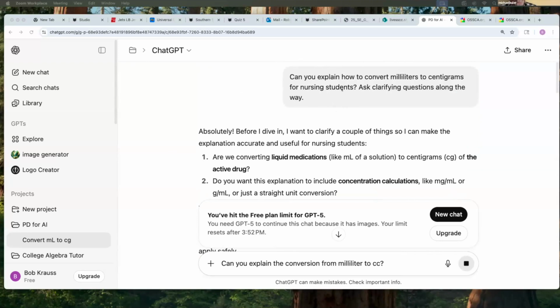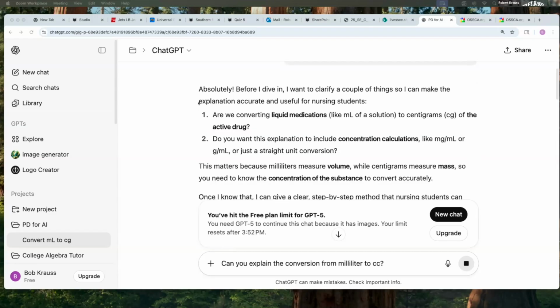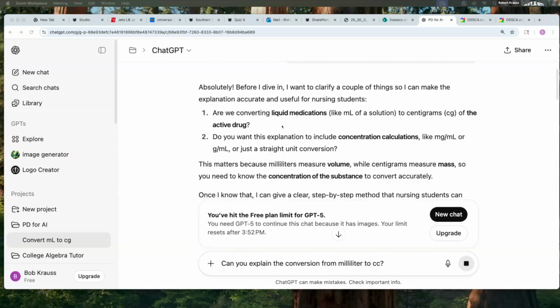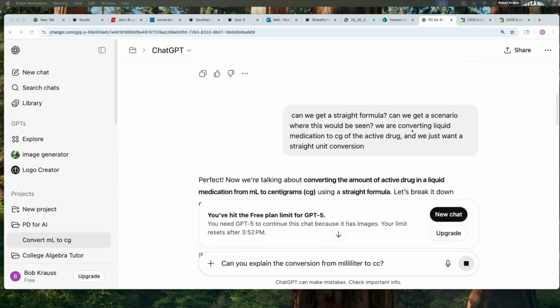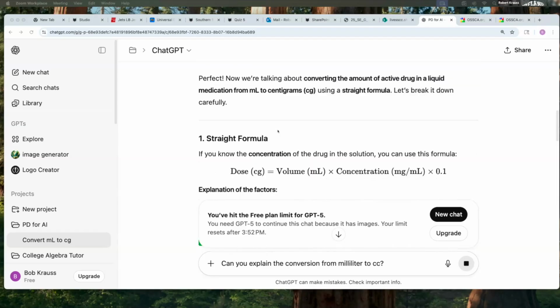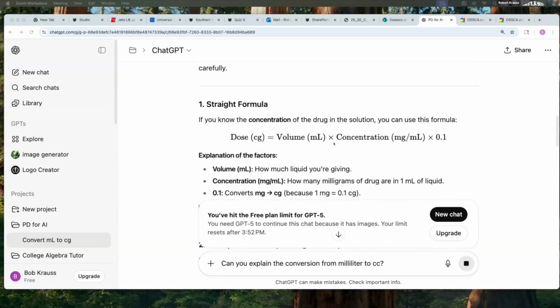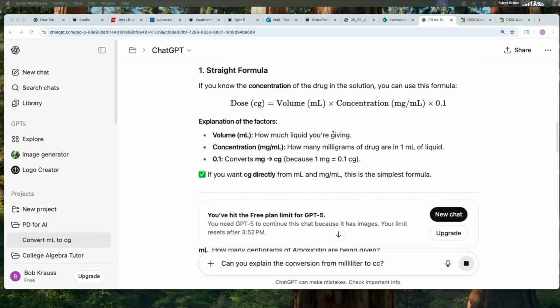Yes, you are. Can you explain how to convert milliliters to centigrams for nursing students? Ask clarifying questions along the way. And so it asked a couple clarifying questions. We said we wanted a straight formula, and we also wanted a scenario where this would be seen, and gave it the answers. So it gave us the straight formula, the volume times the concentration, times 1/10.